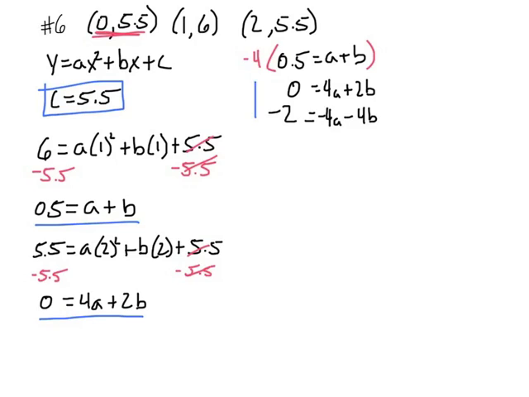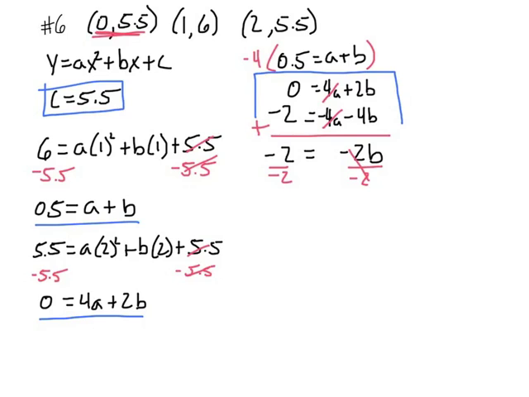So we are now using these two equations here. We're going to add those together. So 0 plus a negative 2, negative 2, 4A minus 4A, and 2B minus 4B. So let's go ahead and divide both sides by negative 2. So we now see that B equals 1.